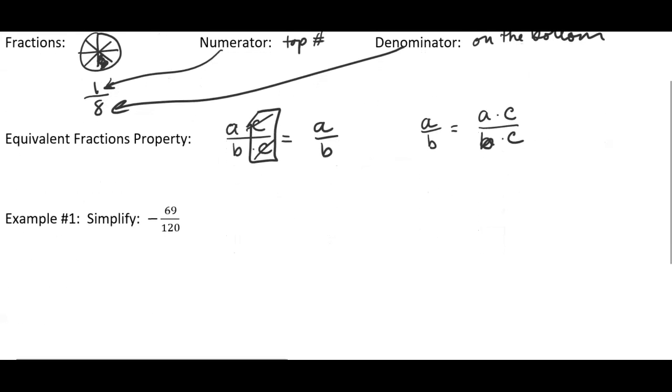All right, so here we have an example where we want to simplify, and it's negative 69 over 120. So one way to do this is to break 69 down into its prime factors. So 69, I know it's divisible by 3, 23 times. Okay, 23 is prime. I could spend some time trying to figure that out, but you would go through the prime numbers.